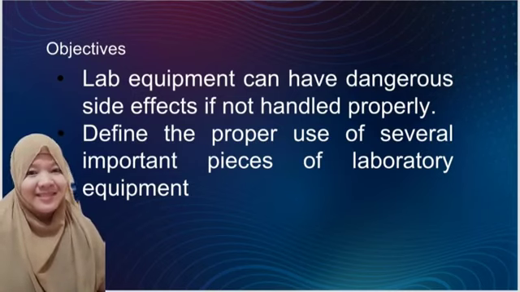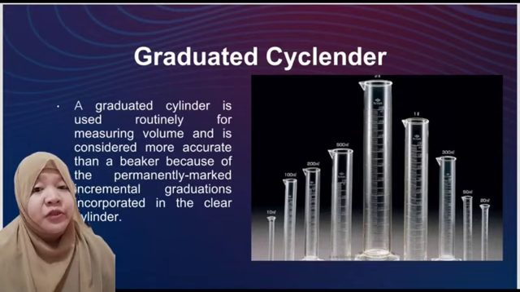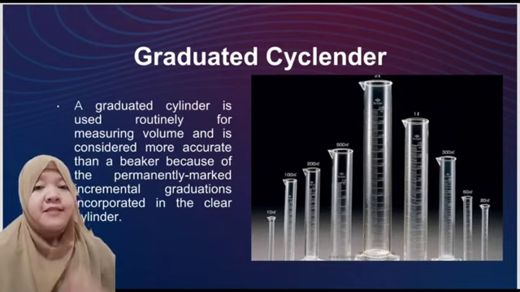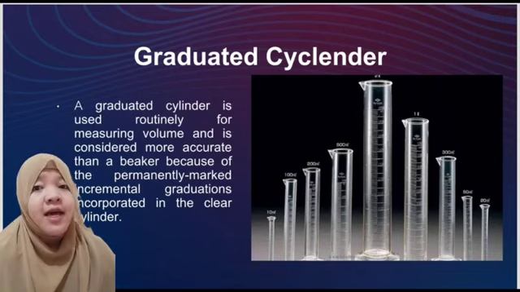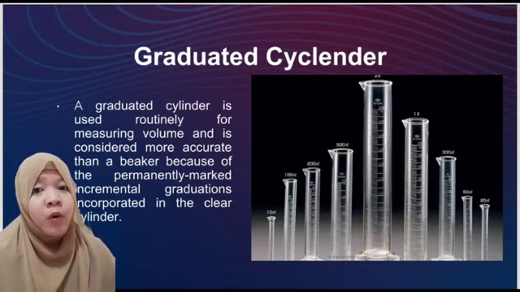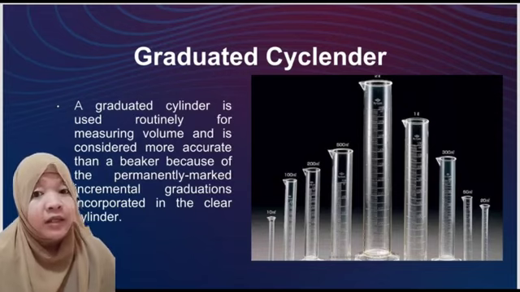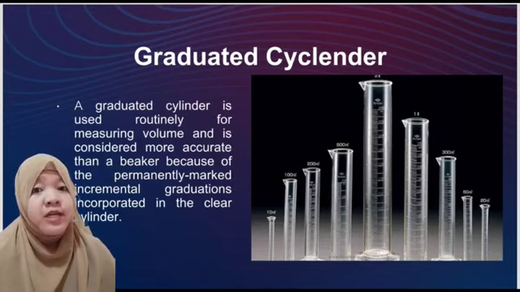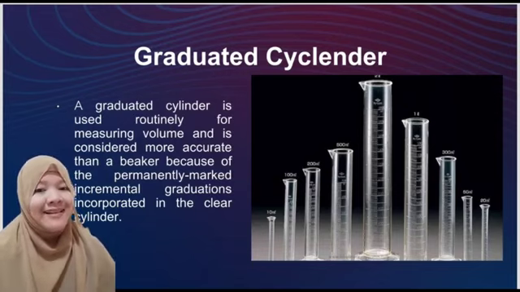So let's begin. The first equipment used in analytical chemistry is the graduated cylinder. A graduated cylinder is used routinely for measuring volume and is considered more accurate than a beaker because of the permanently marked incremental graduations incorporated in the clear cylinder.